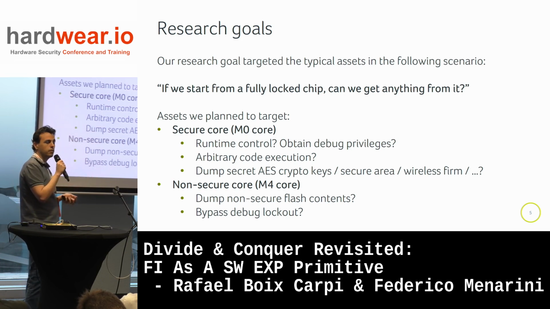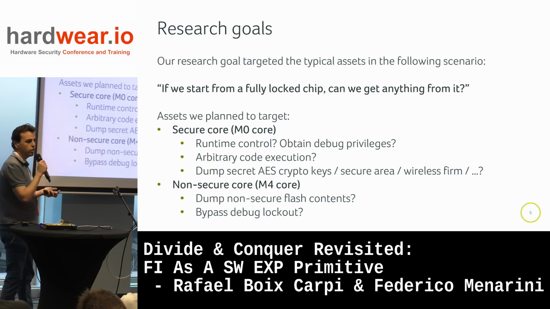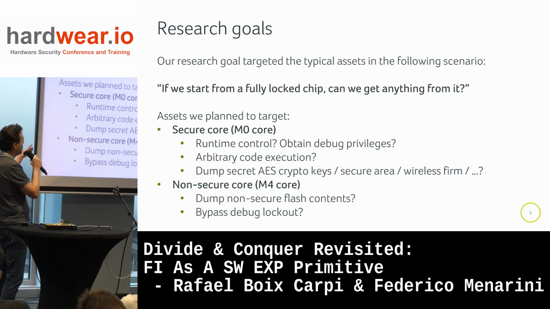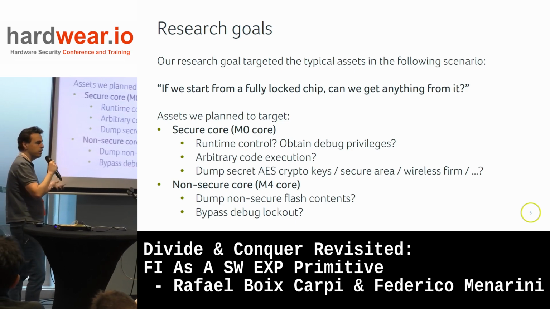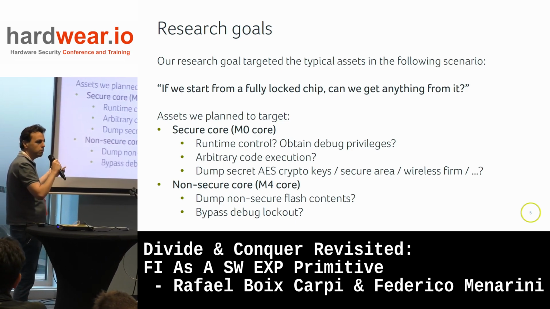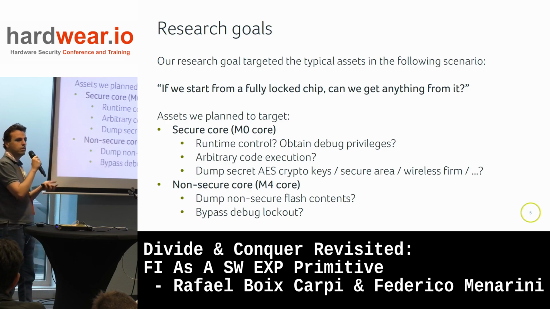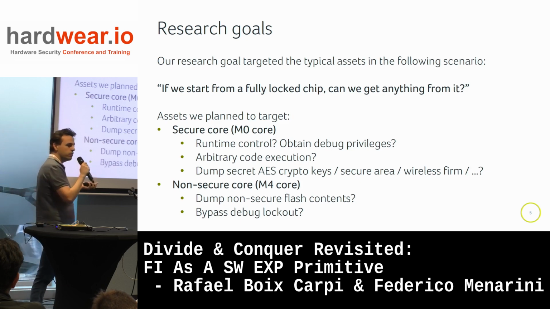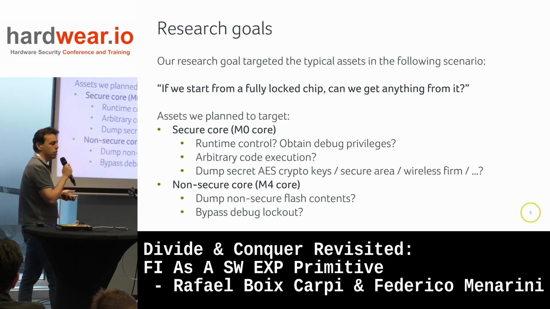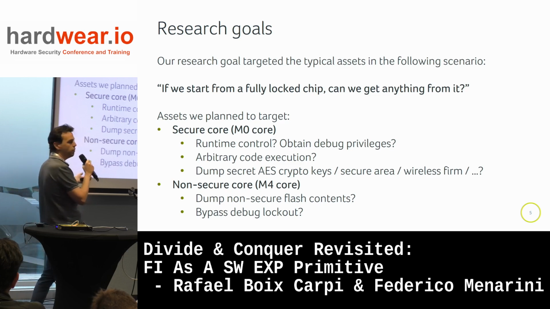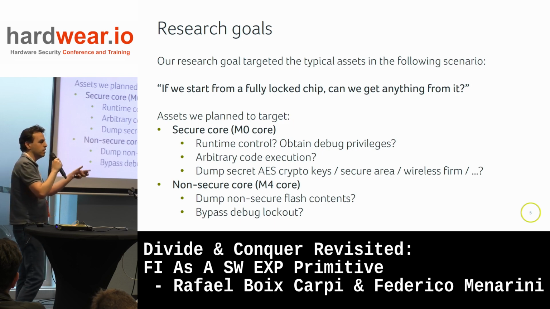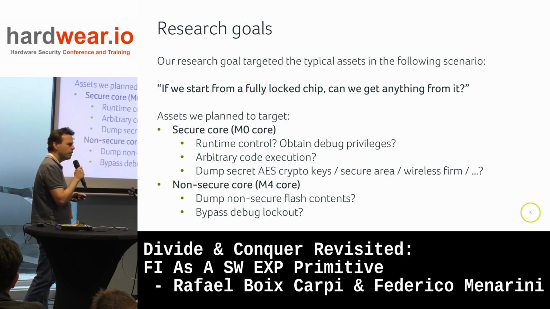Here we had the typical assets that you might have. For example, for the secure core, we would target the runtime control, debug privileges. Can we run arbitrary code there? Also, we have secret keys like AES crypto and whatnot. Can we dump the AES secret keys? Can we dump the secure area? Maybe the wireless firmware? The same also for the non-secure core. Can we dump the contents of that? Or this debug lockout? Maybe I just want to copy the devices. I just want to steal the intellectual property. So can we bypass this debug lockout?